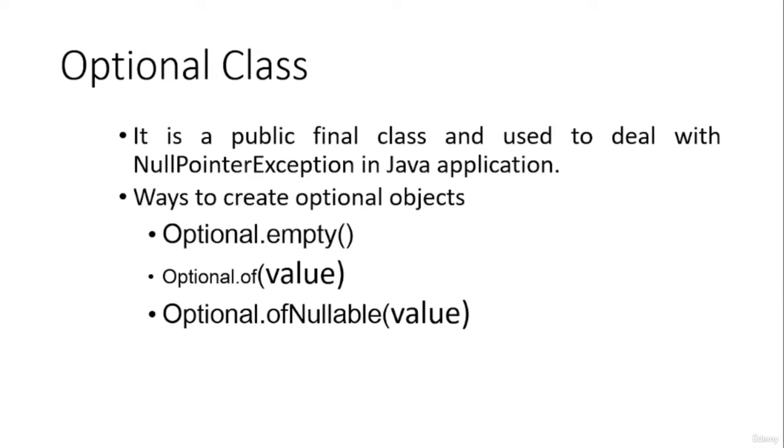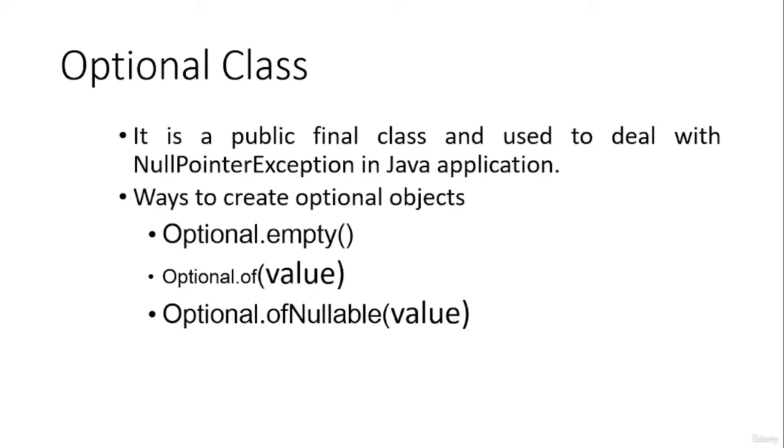Optional classes are provided along with Java 8, in which we can have a container to hold both values, either a null value or the value which holds a particular value. Both can be held in the optional container. It is a final class, so we cannot extend the class.